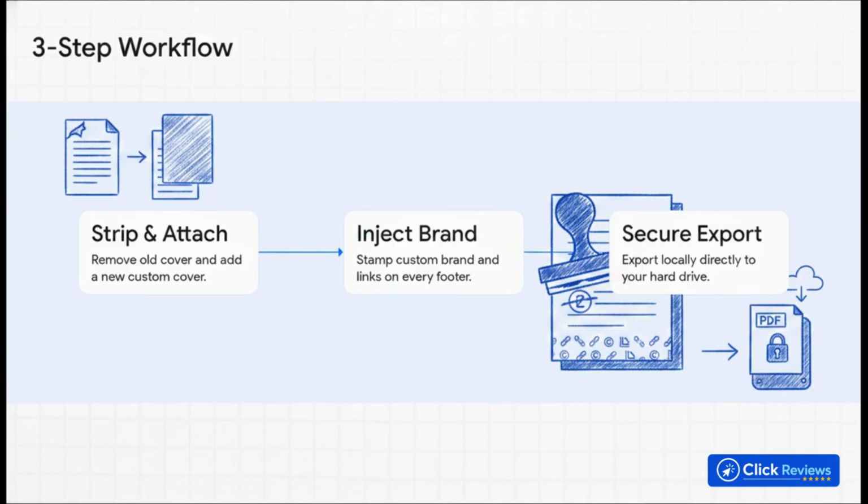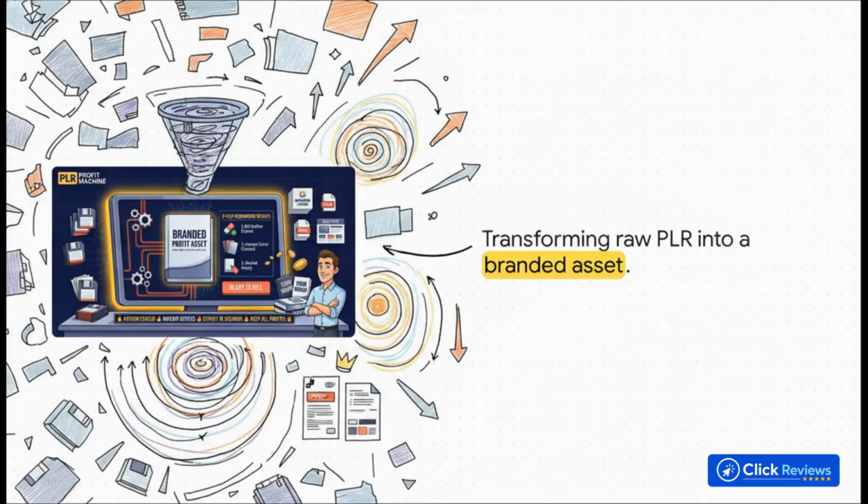Boom, done. The whole end goal here is incredibly simple. Raw, messy PLR files go in, and a branded, cohesive profit asset comes out. The promise is that you can effortlessly erase the old author's identity and stamp your custom branding all over the document in just seconds. On paper, from a technological standpoint, it is an incredibly solid concept.